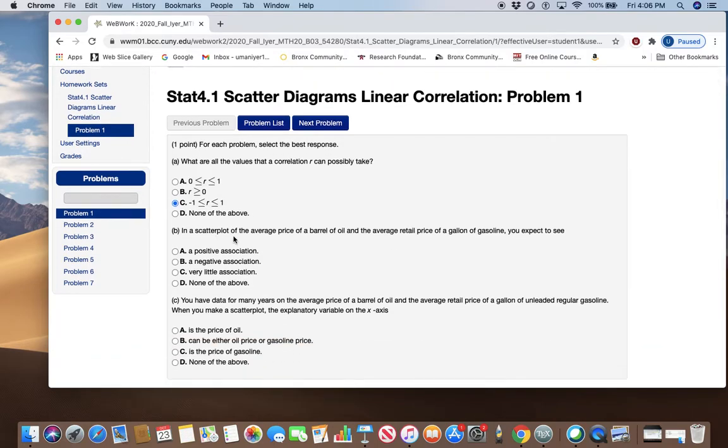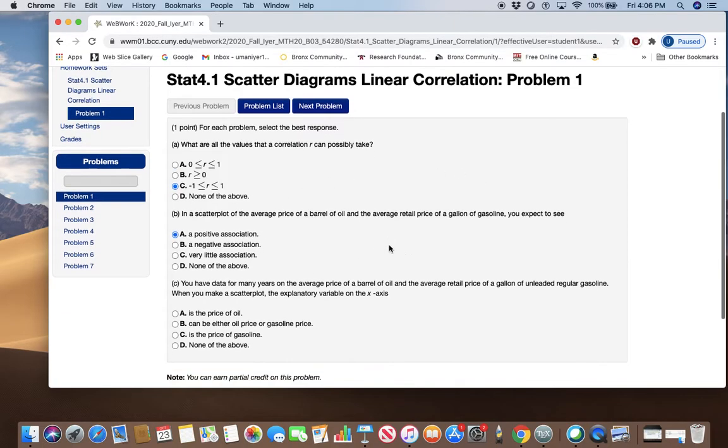In a scatter plot of the average price of a barrel of oil and the average retail price of a gallon of gasoline, you expect to see what? Well, we know that if the price of a barrel of oil increases, then the actual retail price of gasoline also increases. So it's positive correlation. You expect a positive association.